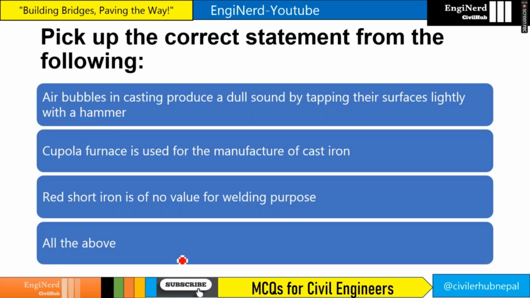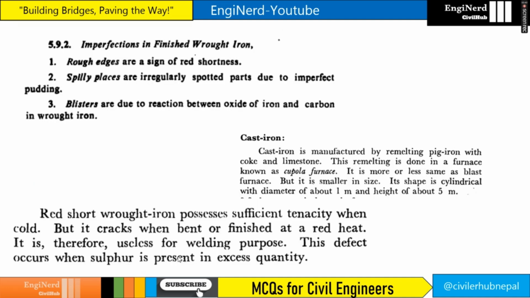Let's go to the next question. Pick up the correct statement from the following. Air bubbles in casting produce a dull sound by tapping their surfaces lightly with a hammer. Cupola furnace is used for the manufacture of cast iron. Red short iron is of no value for welding purpose. And all of the above. We see here the remelting is done. Cast iron is manufactured by remelting pig iron, and this remelting is done in the furnace known as cupola furnace.